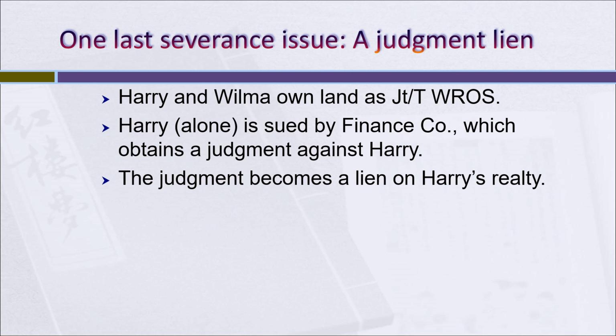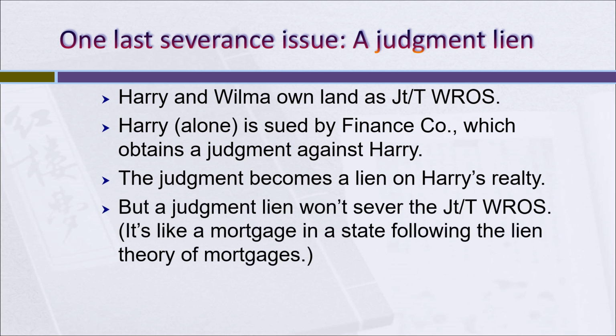In some states, in order for the lien to take effect, all that's necessary is for the judgment to be docketed in the court records. In other states, it has to be recorded in the real property records as well. But one way or another, the judgment becomes a lien on all of Harry's real estate. Well, what's the effect of that on this particular real estate that's held in joint tenancy with right of survivorship?